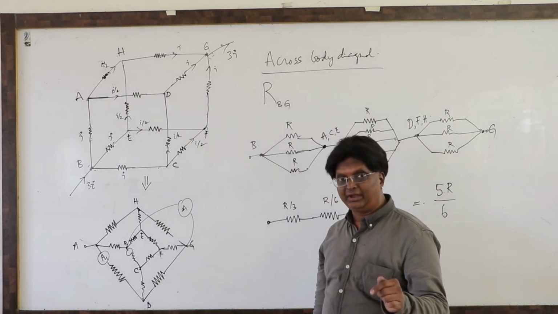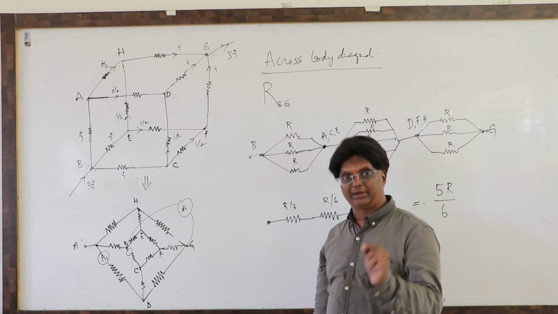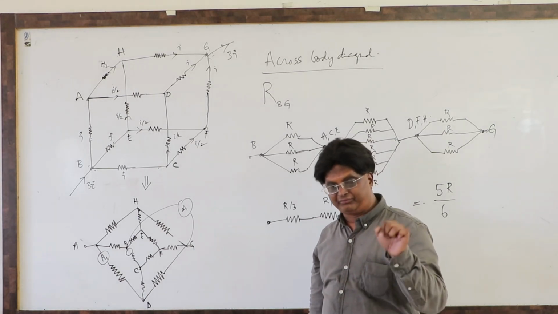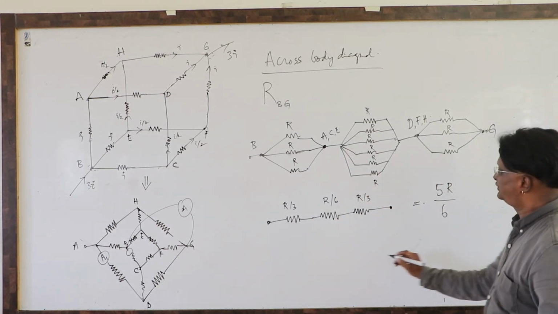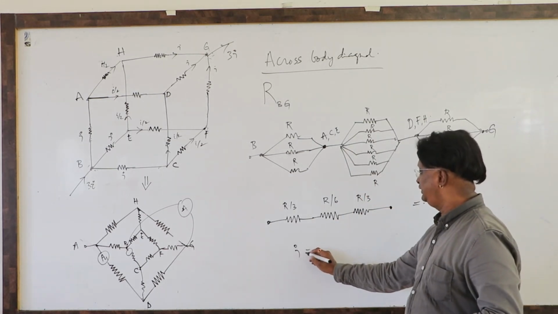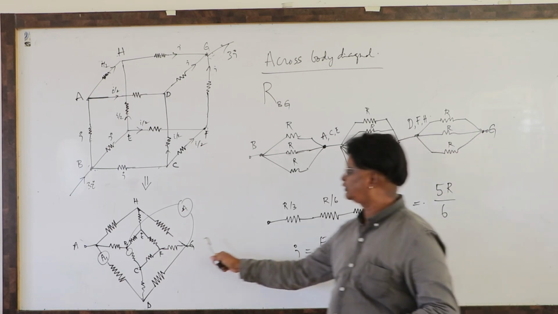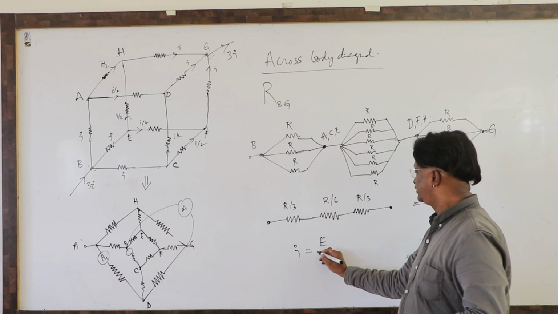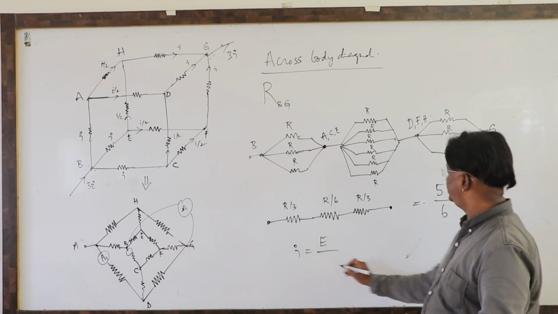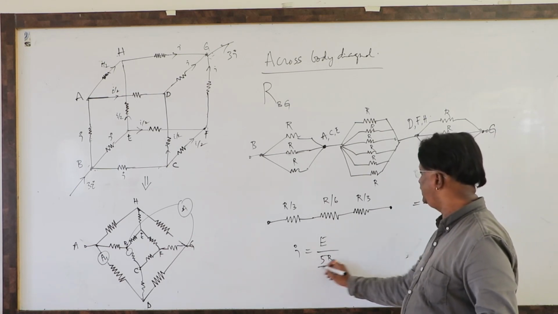So what is the answer for that? I have earlier told you, whenever ammeters or voltmeters are given, we have to first find the circuit current. So what is that circuit current? Circuit current I is total volts across, supposing I ask BG, total volts by total ohms, which is nothing but 5R by 6.